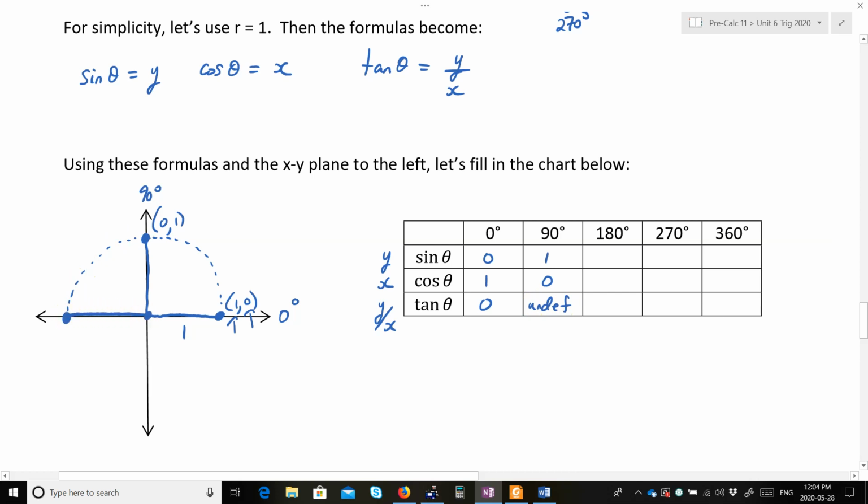Then transfer the point over to here. The coordinates are now (-1, 0). This is 180 degrees. So sine of 180 degrees is the y-coordinate, which is 0. Cos of 180 degrees is the x-coordinate, and tan is y divided by x. 0 divided by -1 is 0.